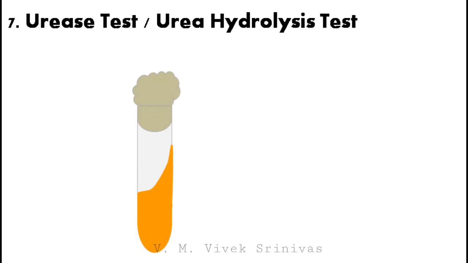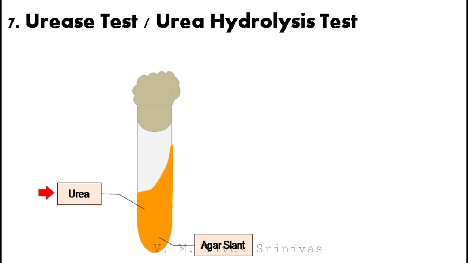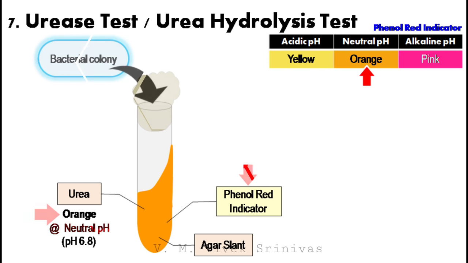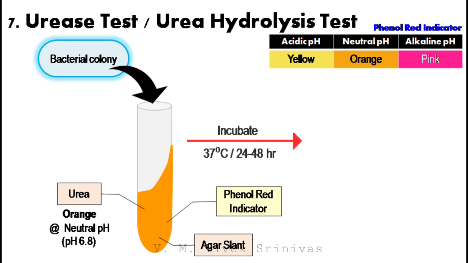The procedure: this test is performed in the test tube with the agar slant containing the urea and the phenol red as the indicator. This phenol red indicator at neutral pH appears as the orange. Now, take the bacterial colony, inoculate into this agar slant. Incubate for 24 to 48 hours.